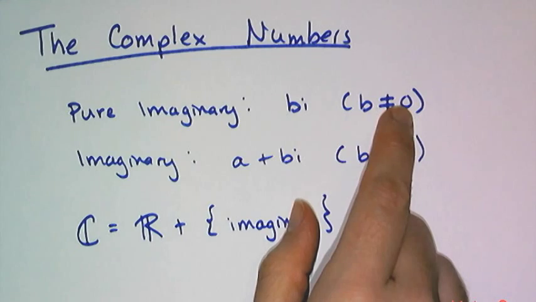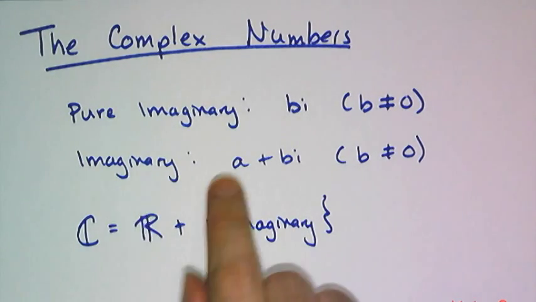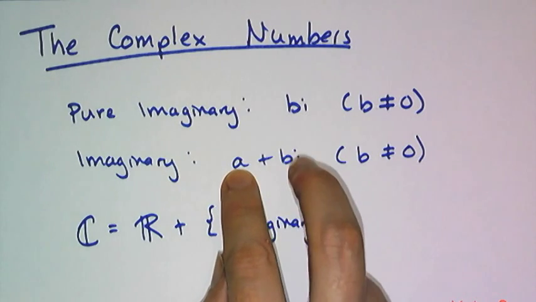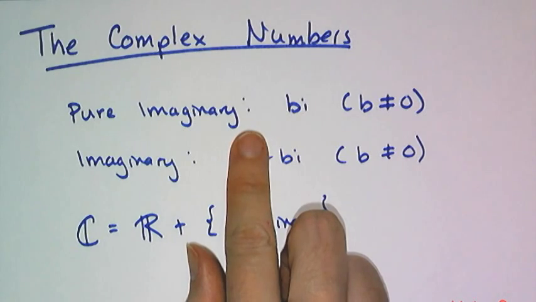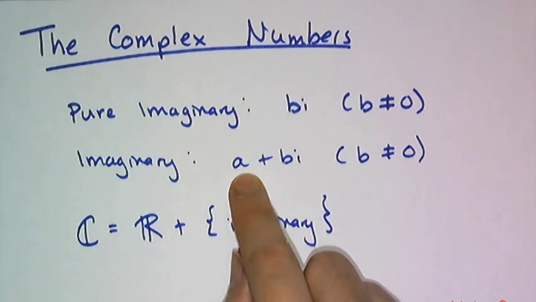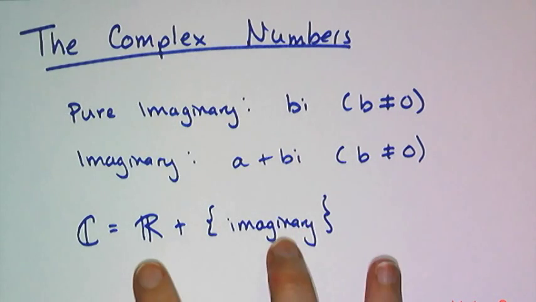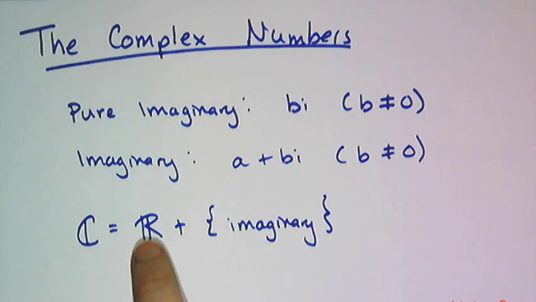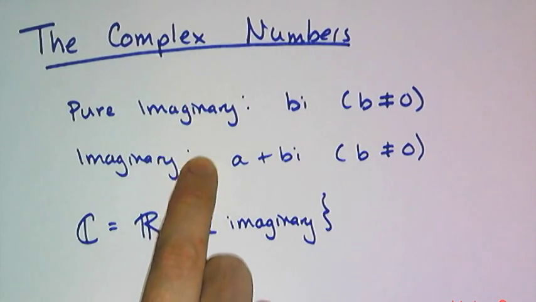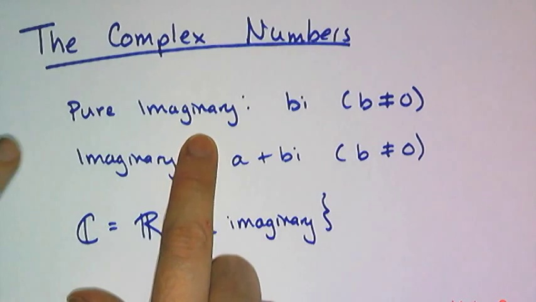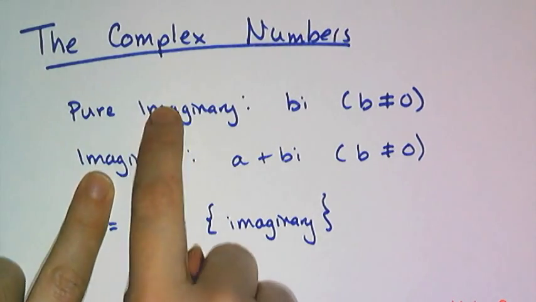Then we have numbers that are called imaginary numbers, and imaginary numbers have both a real and an imaginary component. So they're not purely imaginary because they have that real component, and of course they're imaginary when b is not equal to 0. And the complex numbers themselves include the set of all of the real numbers plus all of these imaginary numbers. And if you think about this set of imaginary numbers, within this set live the pure imaginary.